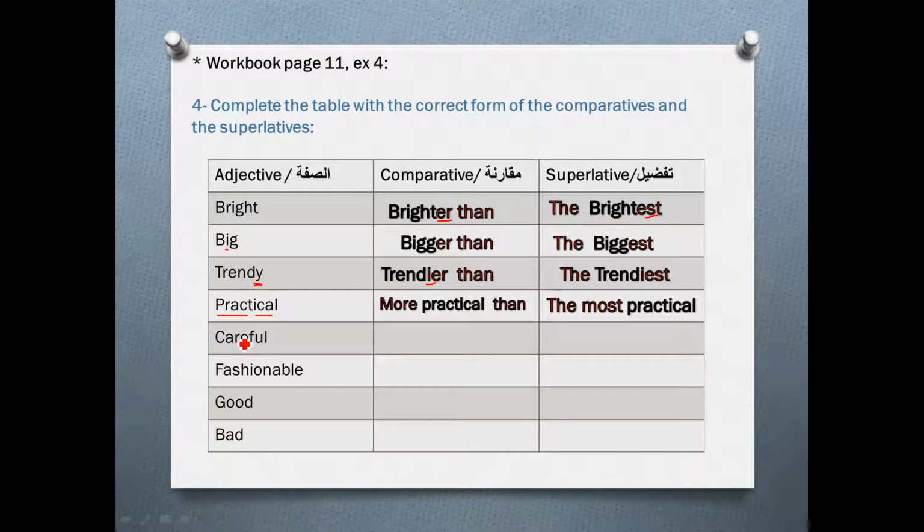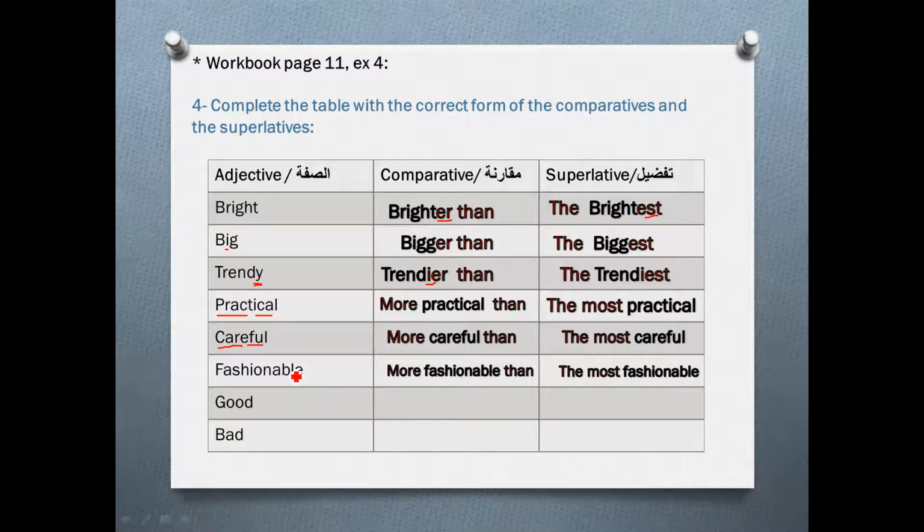Now also the same thing actually is applied to the word careful. نفس الشيء بكلمة careful. It is two syllables. Careful. Okay, so we have مقطعين, so it becomes more careful than and the most careful. Now for the word fashionable also is the same. Fashionable. Okay, so it becomes more fashionable than and the most fashionable. Now the word fashionable means على الموضة.